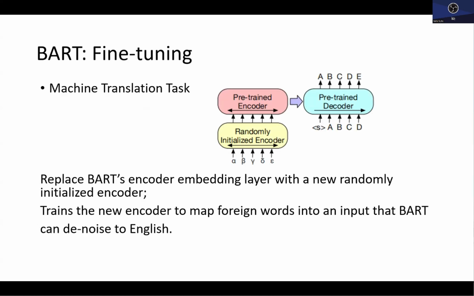Another example is fine-tuning BART on the machine translation task. For machine translation, we replace BART's encoder embedding layer with a newly randomly initialized encoder. We train this encoder as well as the model. We train them together, and the new encoder is expected to map foreign words into an input that BART can denoise into English.